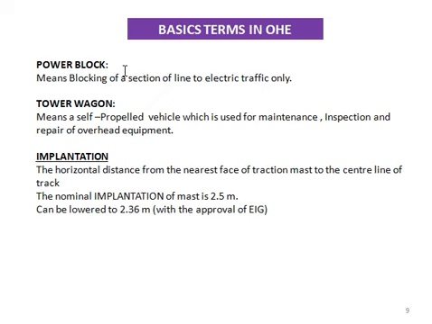And if there is also restriction of movement of diesel engine, so that we call a traffic block, which includes both power as well as diesel loco movement also. So in our OHE terms, it is blocking a section. It is a blocking of a section of a line to electric traffic only. If it is a traffic block, then there will be total blockage of movement of train.